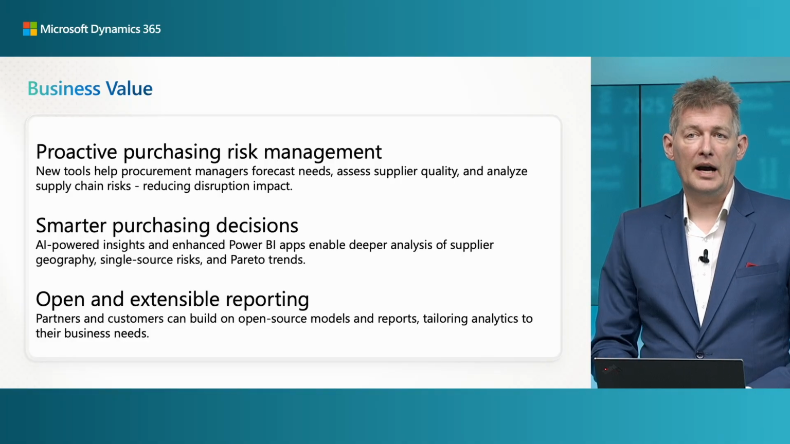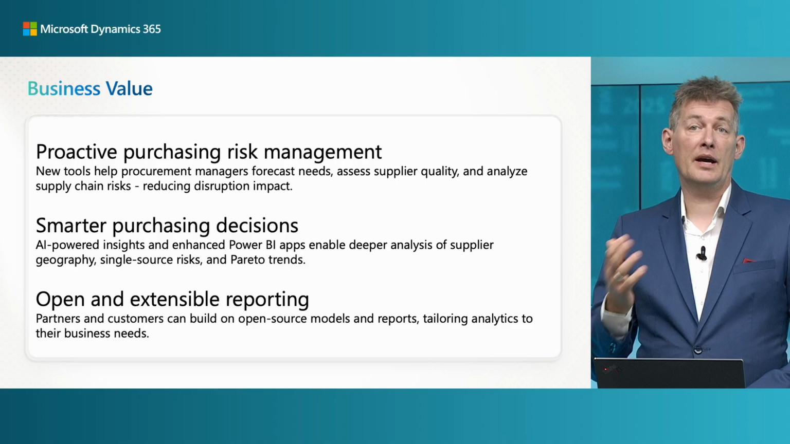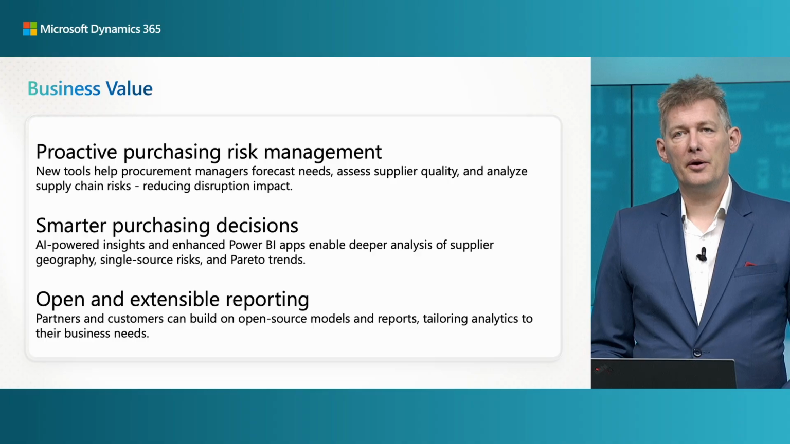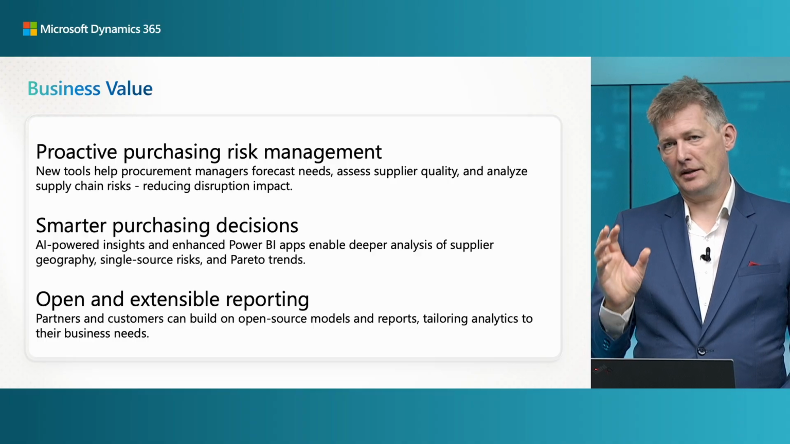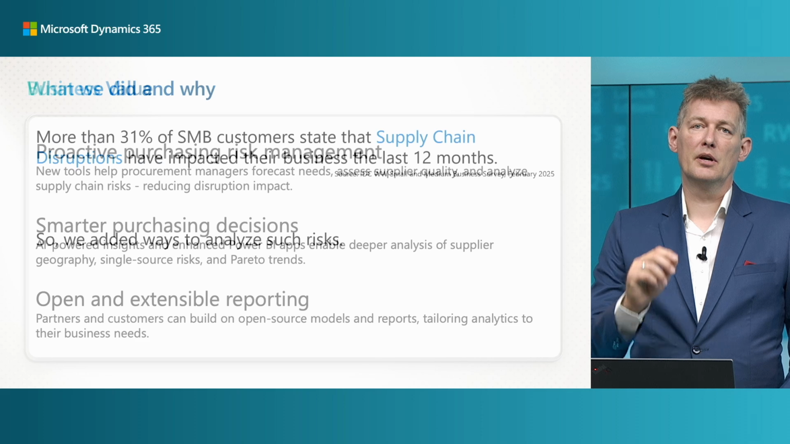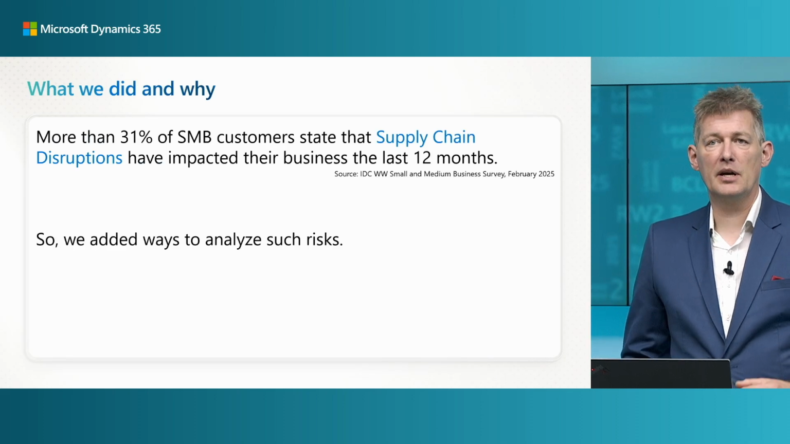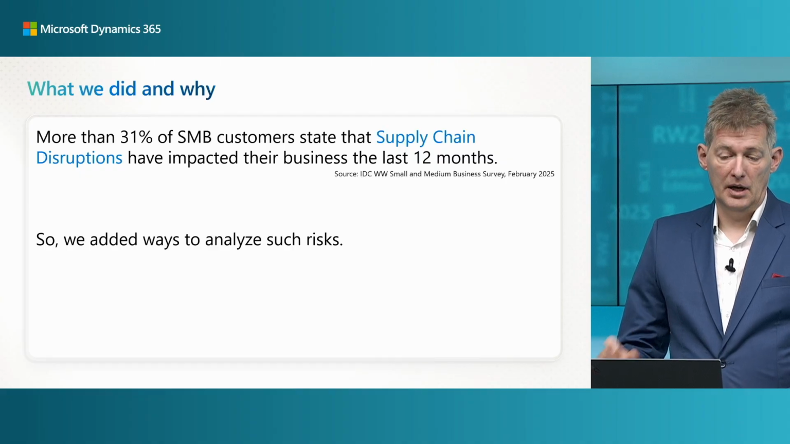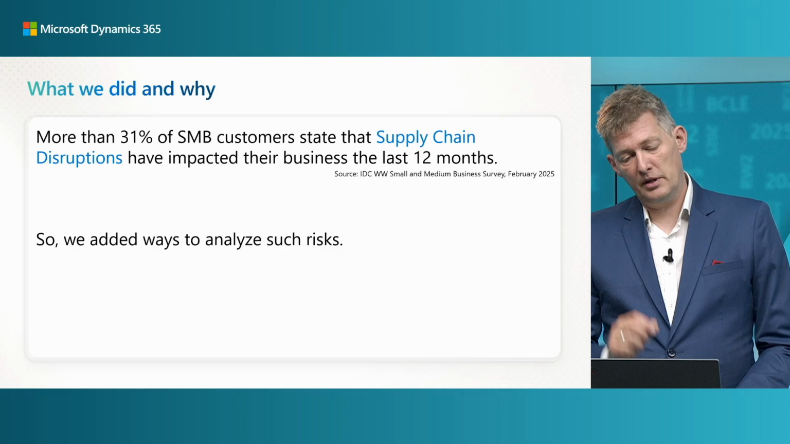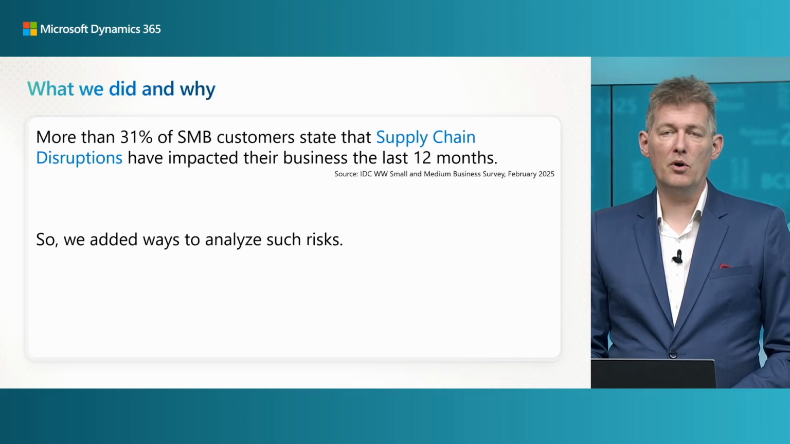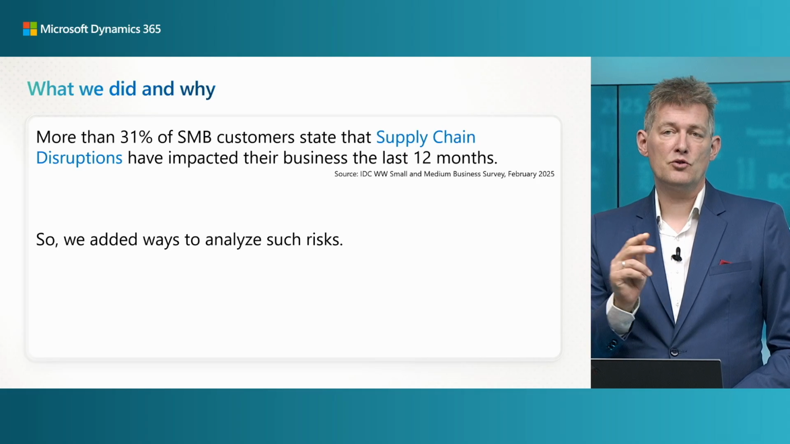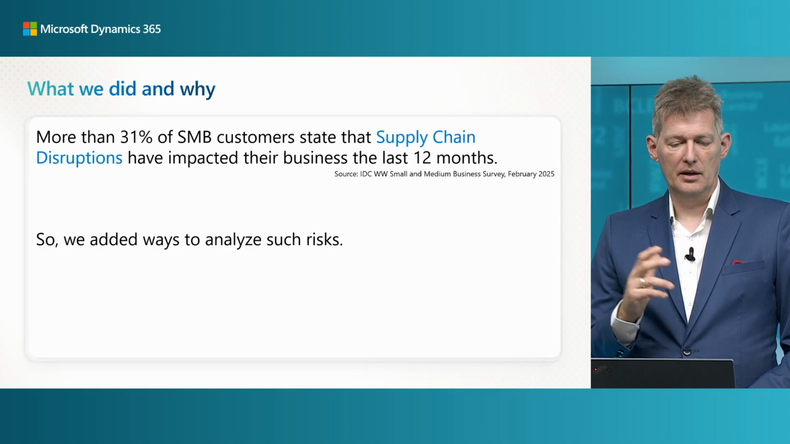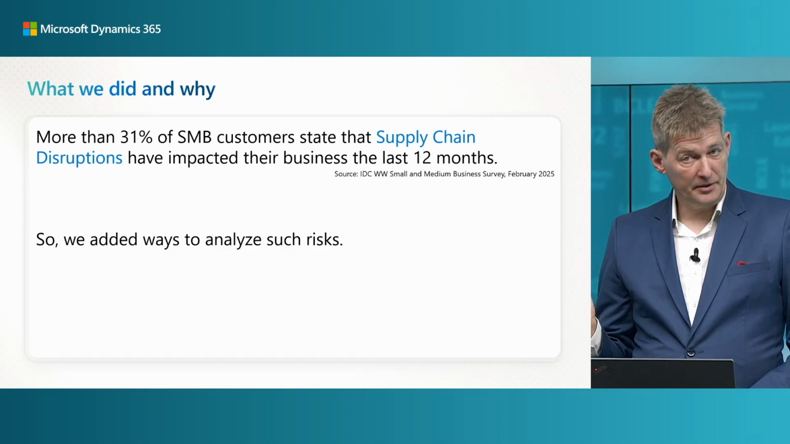According to a recent IDC study, when they asked SMB customers, both in the small and medium segment, about things that have impacted their business in the last 12 months, 31% of customers stated that supply chain disruptions have impacted their business. So we thought that might be a good place where we wanted to improve analytics to make sure that you can at least analyze risks to supply chain and maybe plan ahead.